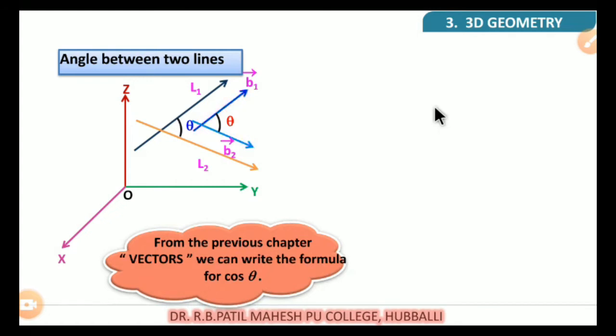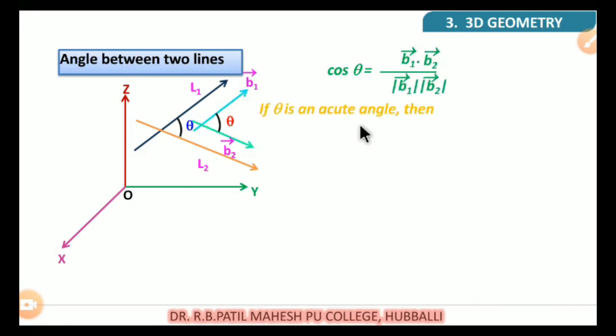So we can write down the expression for the cos theta by using the definition of dot product from the chapter vectors. So cos theta is equal to b1 dot b2 divided by magnitude of b1 into magnitude of b2. If theta is an acute angle, then cos theta is equal to whole modulus of b1 dot b2 divided by magnitude of b1 into magnitude of b2.